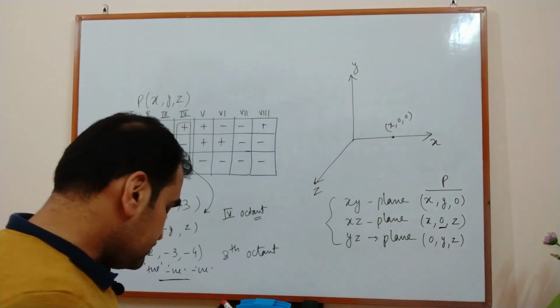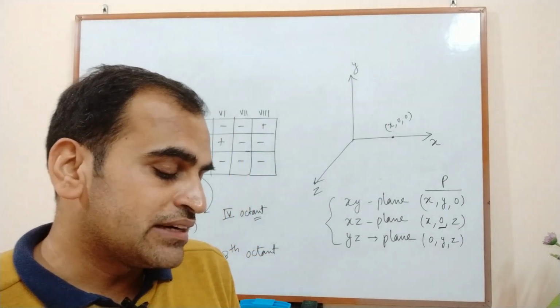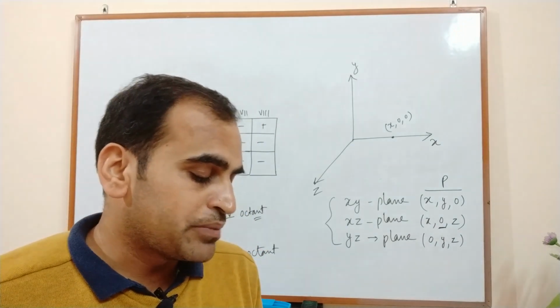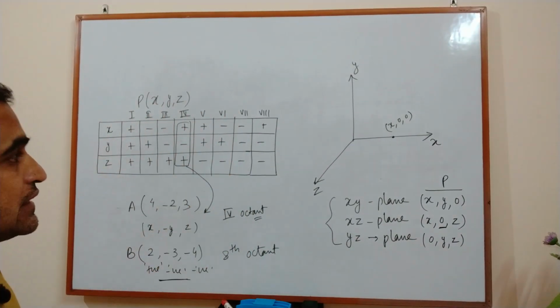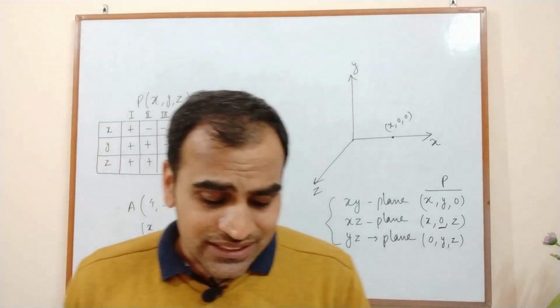Okay. Name the octant. Question number 3 is: name the octant in which the following points lie. So we have some points given. Based on the sign information from this table, we can check in which octant the point lies. Okay. So it is very easy.